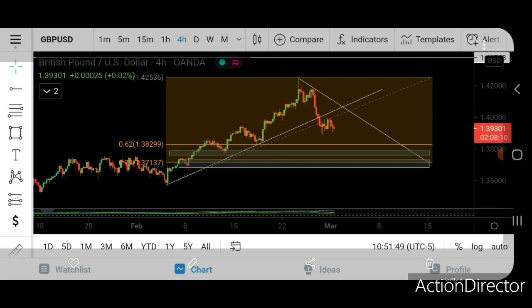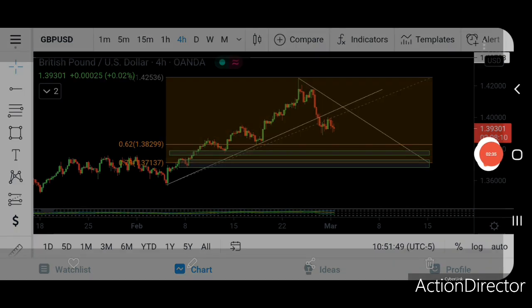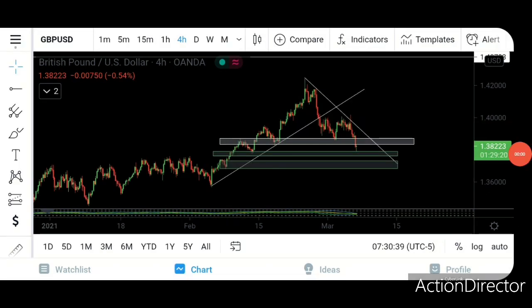So I want to do another clip right now. I'm going to go to another screenshot to see how the week played out with these annotations. So this is a look at GU as of Friday, I believe an hour or so before the NFP event on Friday that took place.